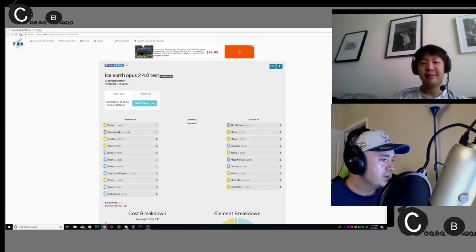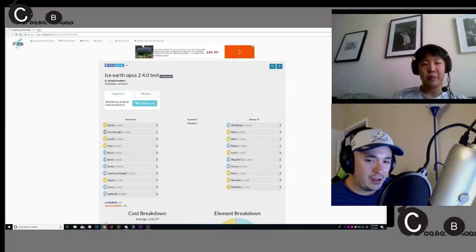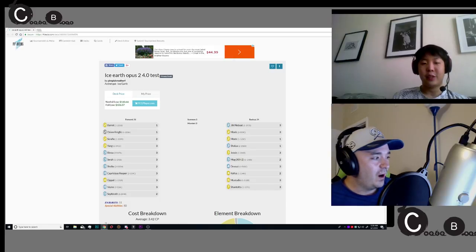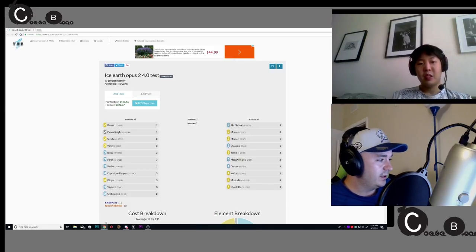Yes. So in Opus 2, correct me if I'm wrong, because I only came in at the very end of Opus 2, we're looking at a really heavy Mono Lightning metagame, right? Yes. So what's good about this build that you thought would be good against Mono Lightning?